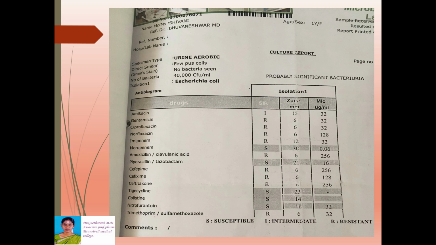So Septran, again, here it showed resistant. So you need to change the antibiotic. So among this, which can be preferred? So here the baby was treated with nitrofurantoin because it is a cheap drug and it can be given orally.